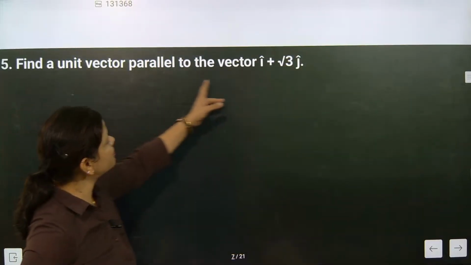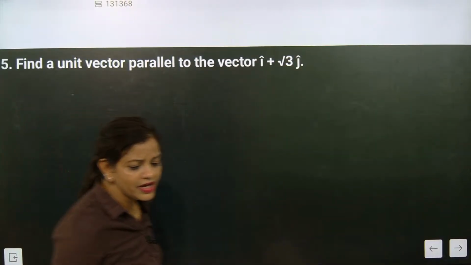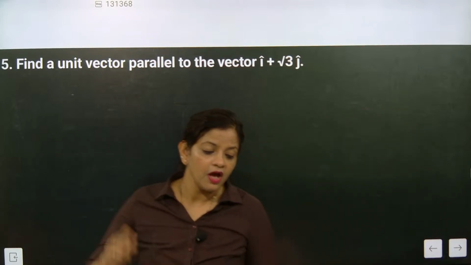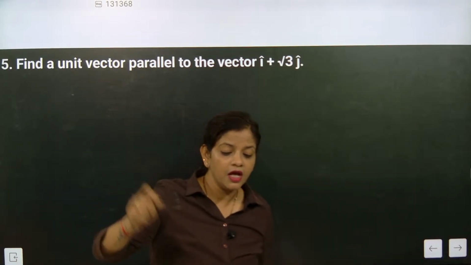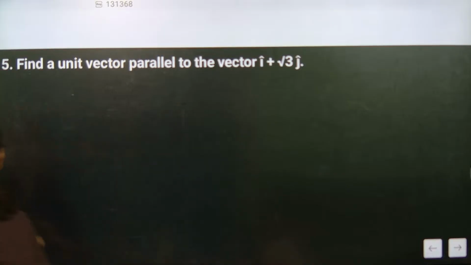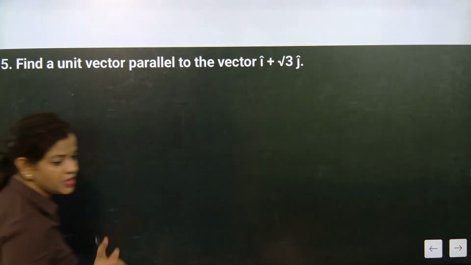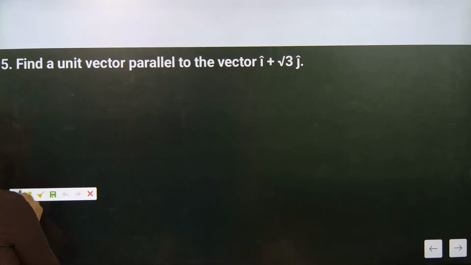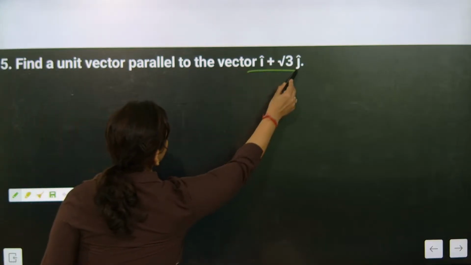Write the unit vector parallel to this. In the morning also I have discussed; now also I am discussing what is the actual meaning of it. Find a unit vector parallel to this vector. Last time again I am telling you how you are going to proceed with these type of questions.